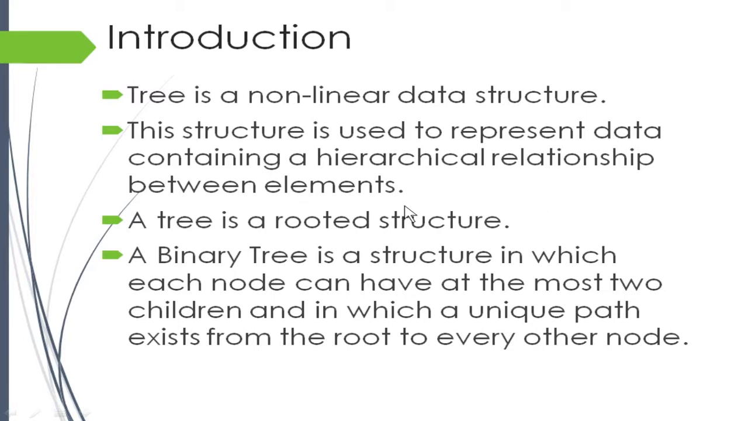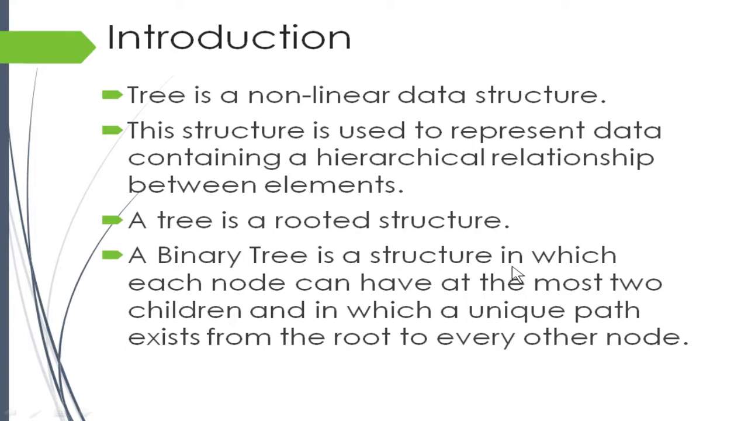Here you will have data which has some hierarchical relationship. So you will have some order: first hierarchy, second hierarchy, third hierarchy. That means you will have a parent, then a child, and then a grandchild, and it goes on with a hierarchical relationship. A tree is a rooted structure. That means you will have a root and then you will have branches. It looks like a tree, but the root will be on the top, and the branches will be flowing down.